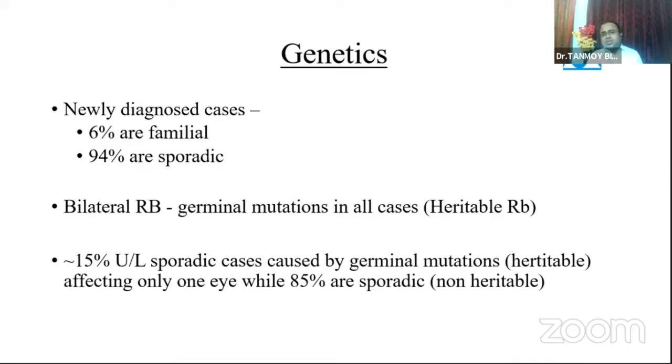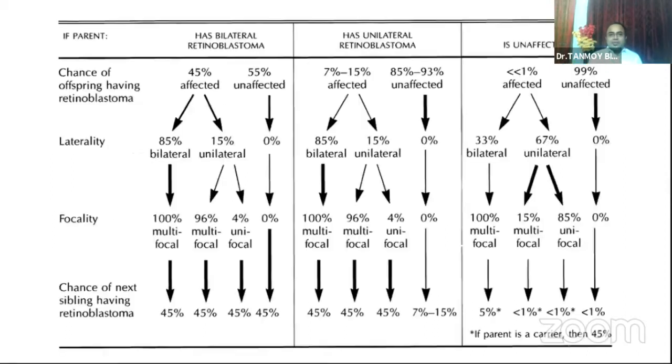Coming to the genetics, of newly diagnosed cases, 6% are familial, whereas 94% are sporadic, whereas bilateral retinoblastoma usually involves germline mutations in all cases. Around 15% of unilateral sporadic cases are caused by germline mutations affecting only one eye, whereas 85% are sporadic.